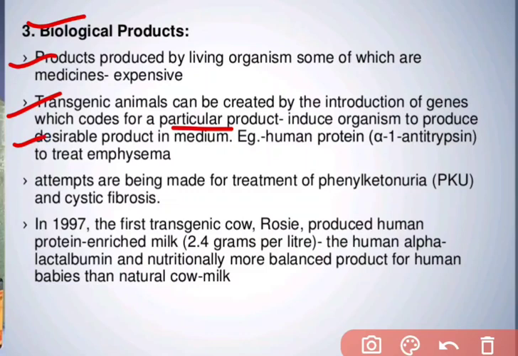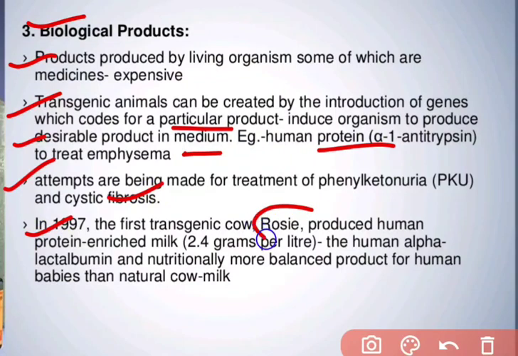So the gene which is responsible for creating a particular product is introduced into the transgenic animal, and that animal should produce that desirable product in that medium. There is a human protein, alpha-1 antitrypsin, to treat emphysema. We are using it in transgenic animals to find out its implication. Attempts are being made for treatment of phenylketonuria and cystic fibrosis. As we already said, whatever biological product we need to apply for some disease, first we have to test it on transgenic animals so that we can get the result, then we can apply it to human beings.